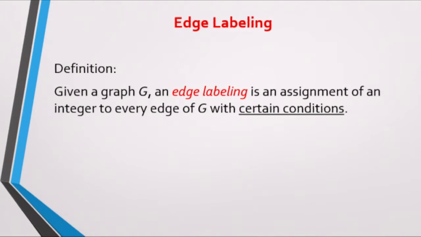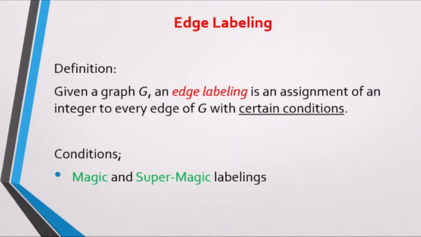All right, let's move on to edge labeling now. Given a graph G, an edge labeling is an assignment of integers to every edge of graph G with a certain condition, and the condition that we're going to talk about is the magic and super magic graphs.